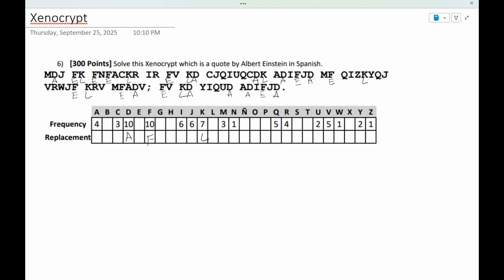So now the next thing we want to look at is F and V. So it can either be N, it can be L, or it can be S. Now, you've never heard about "ll" or "la" like that, right? That's just not a thing. So it's either N or S.